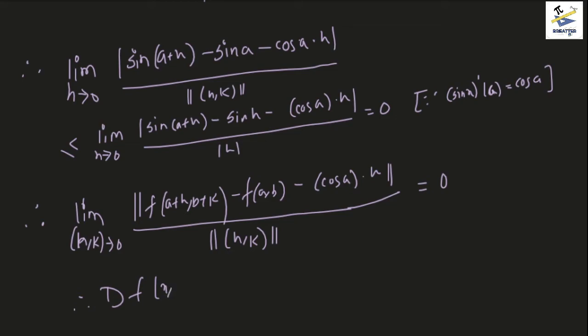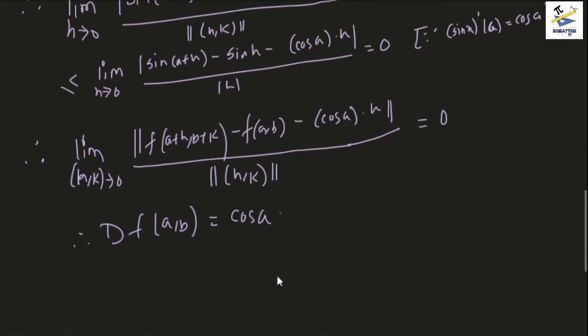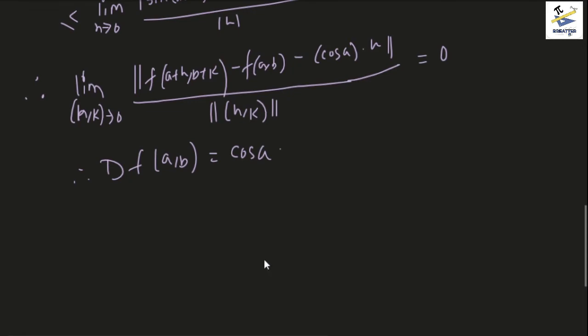Therefore it is easy to say that d of f, what we want to do is ab, so let us do it from ab. So derivative of f at a comma b is cosine of a. That is our answer. Okay, so this completes our problem.